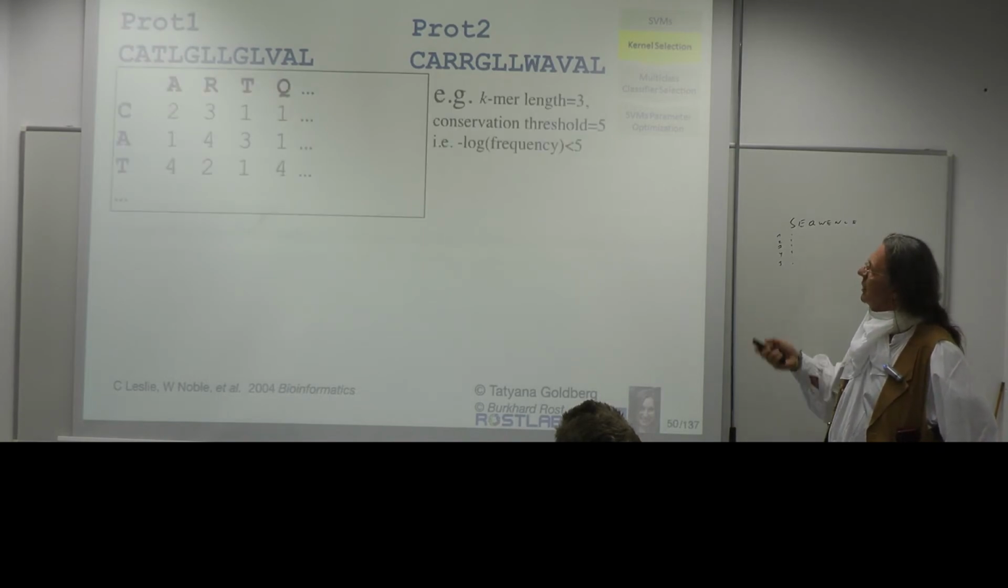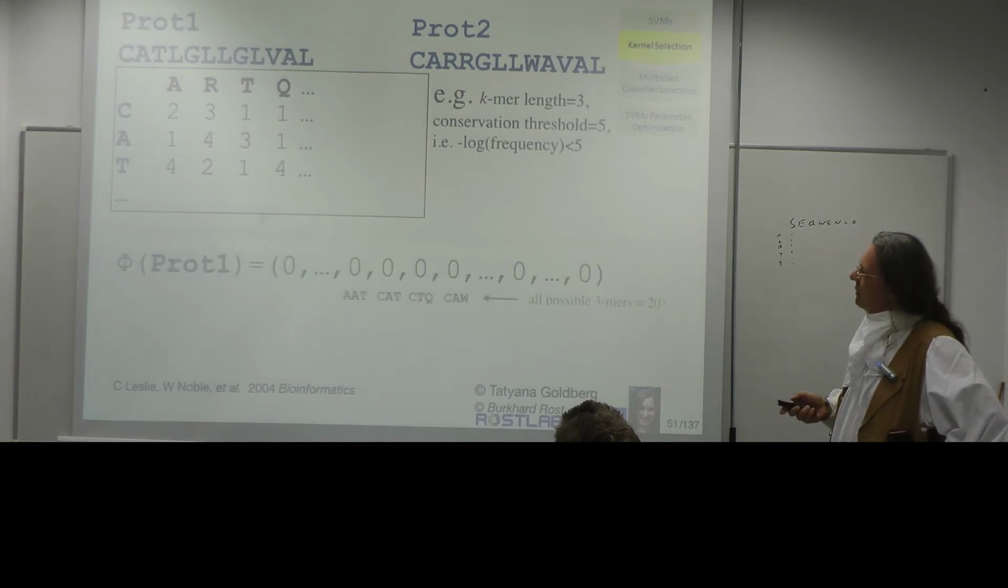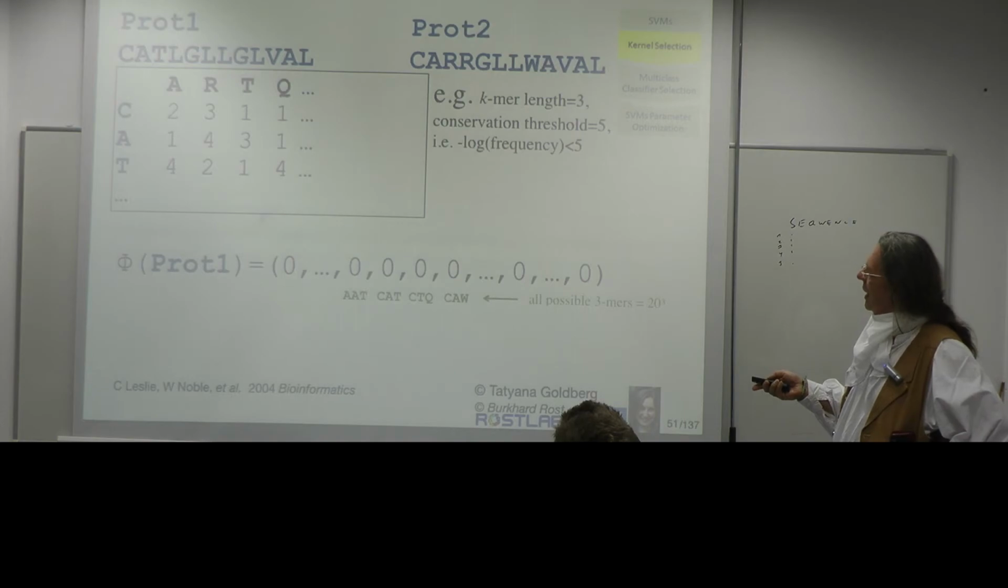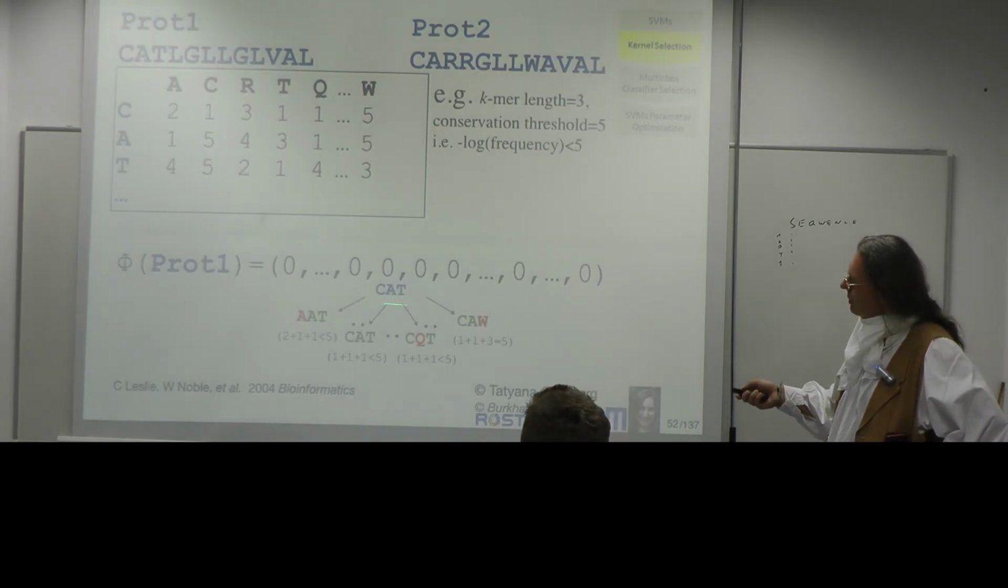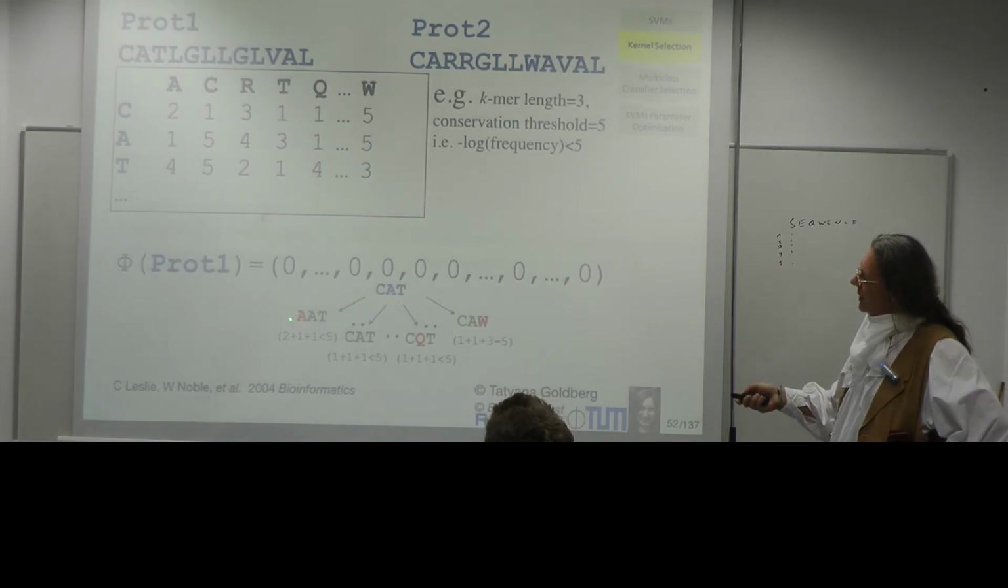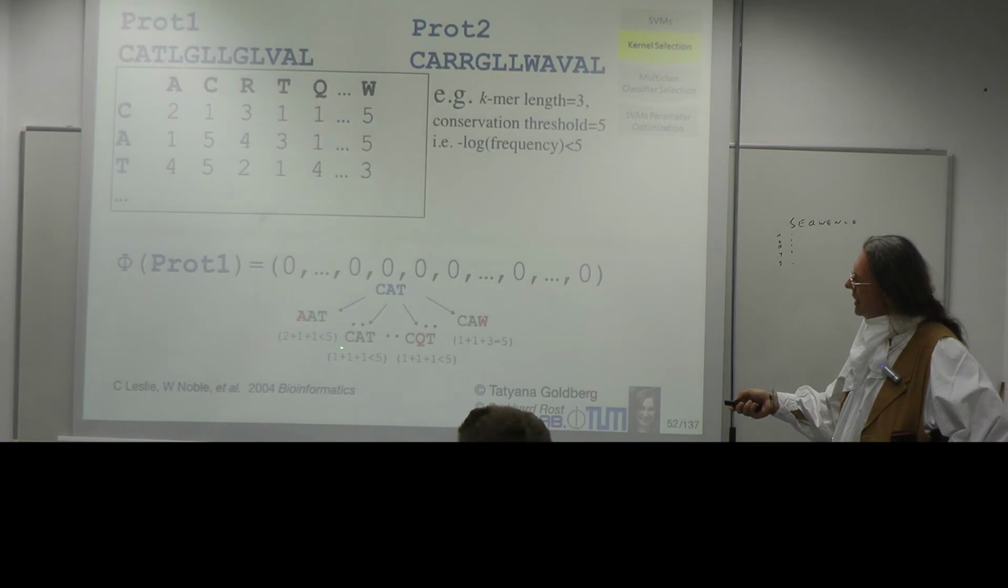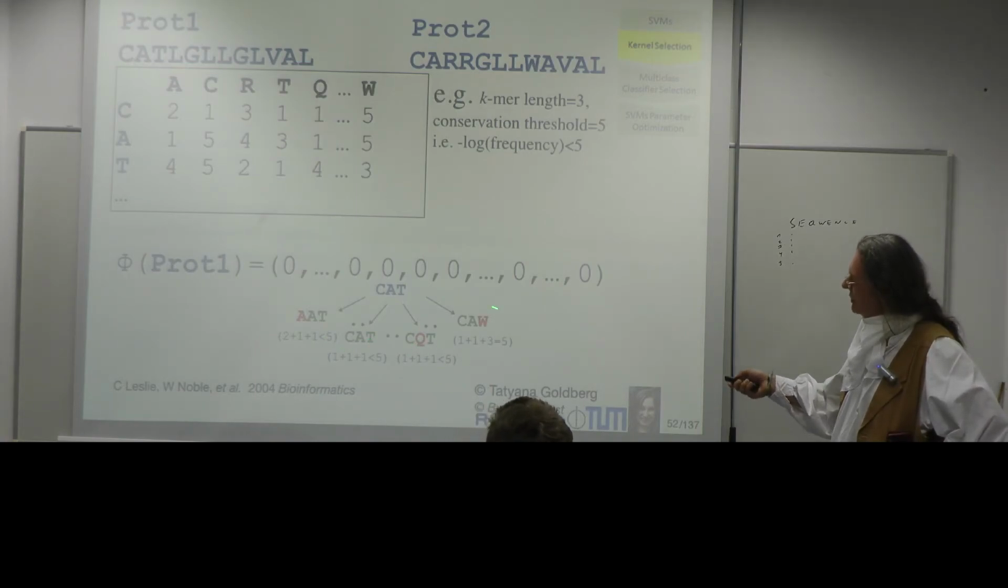k-mer. So let's just look at a k-mer where k equals 3. So let's look at 3-mers. We have a protein described as a vector of 8,000 components. So 20 times 20 times 20. And then let's just look at the CAT and all the permutations of the CAT. For all the permutations of the CAT, essentially these 4 motifs, I look up in the matrix, is it conserved, is the minus log frequency below 5 or not? The AAT, the CAT, and the CQT are all below 5. CAW is exactly 5, so that will be cut out.